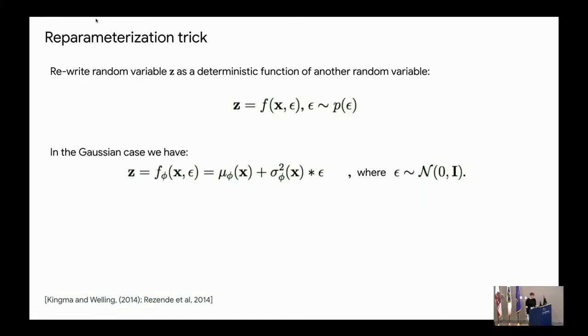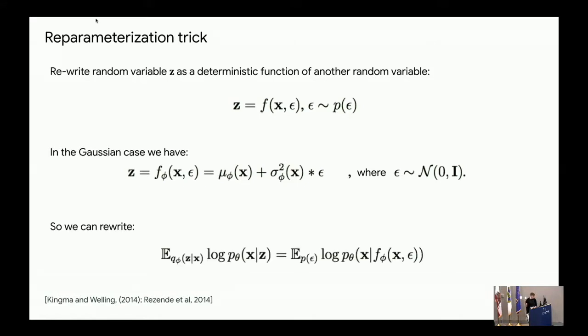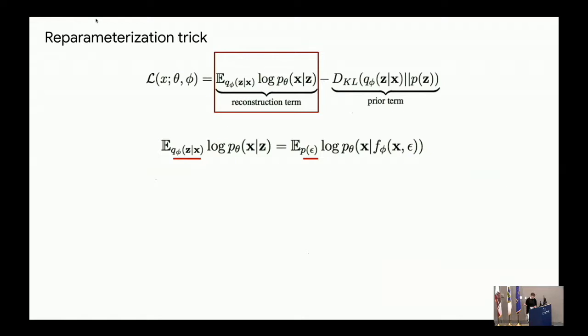In the Gaussian case, we can rewrite our random variable as the mean, which is the mean output by our network, plus this diagonal covariance term multiplied by a zero mean Gaussian variable. So now this expectation that we want to optimize, we can actually rewrite in terms of this epsilon variable. What this means now is that this reconstruction term is really easy to optimize.